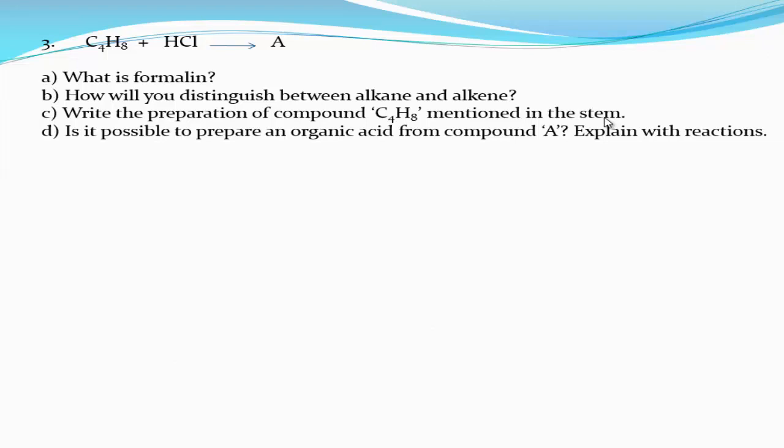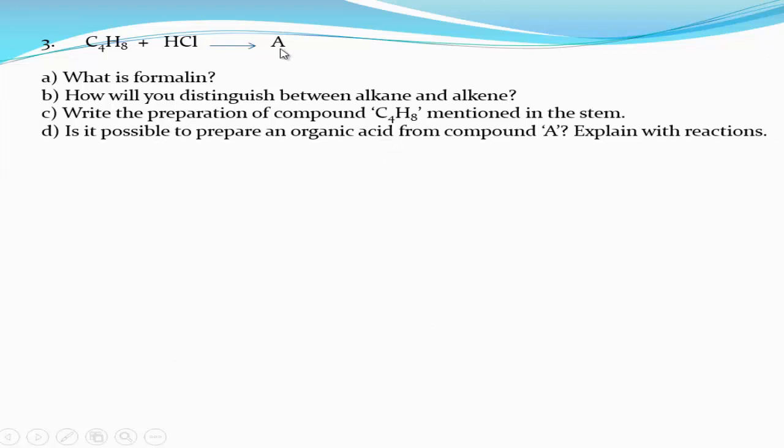So like this way you have to use these reactions for your purpose served. In that case, you just have to maintain the carbon number. Is it possible to prepare an organic acid from compound A? Yes, from butyl chloride you can easily produce butanoic acid.